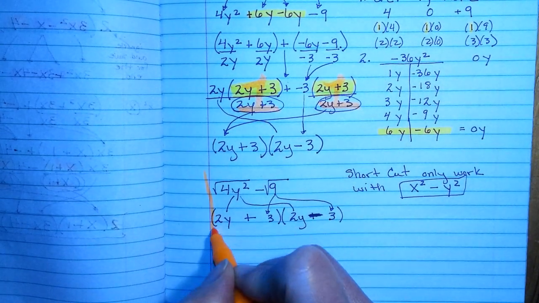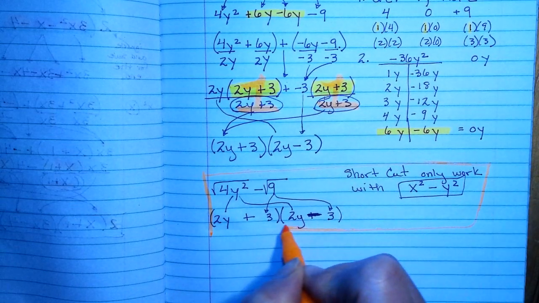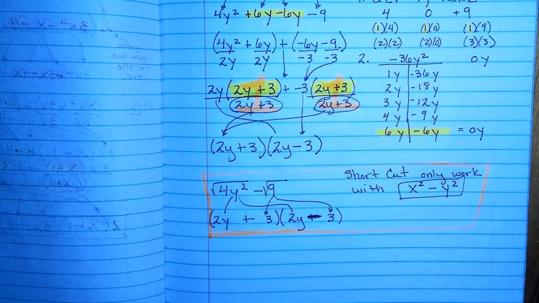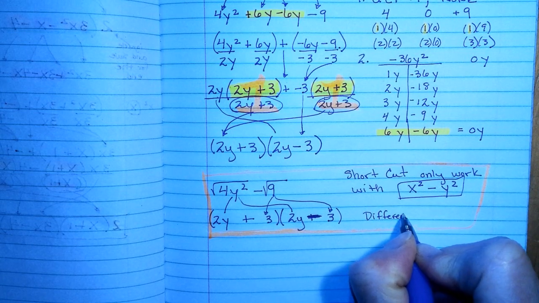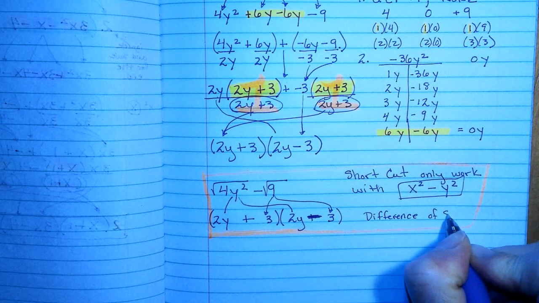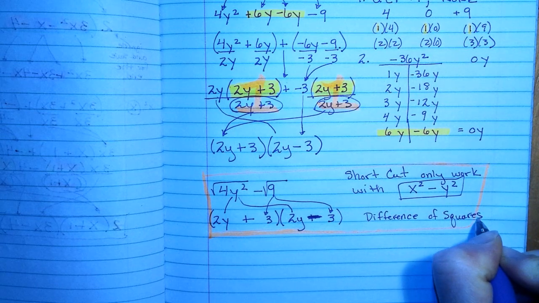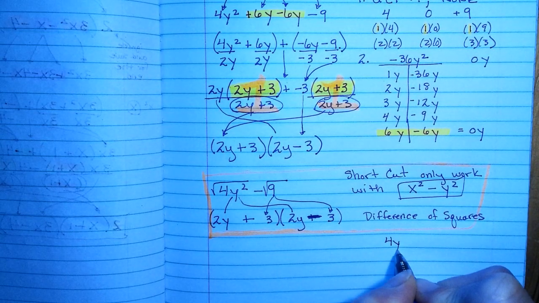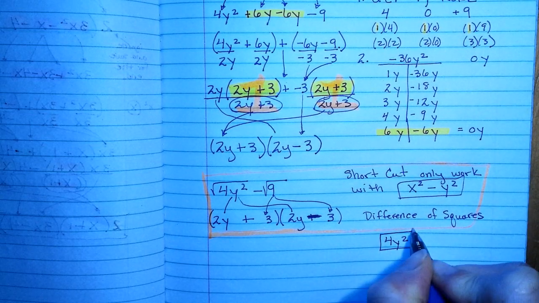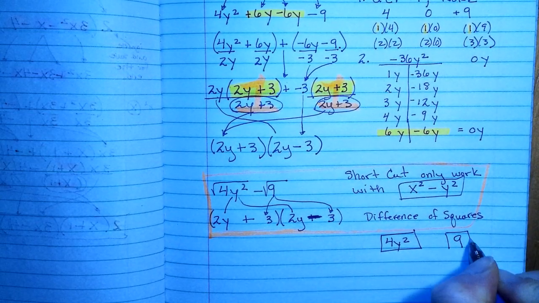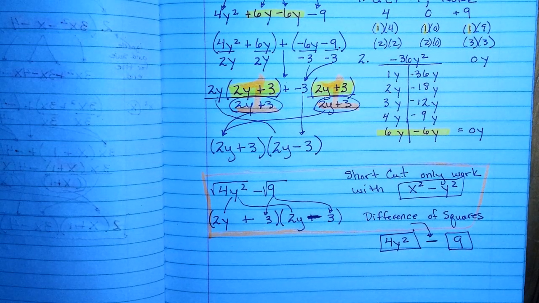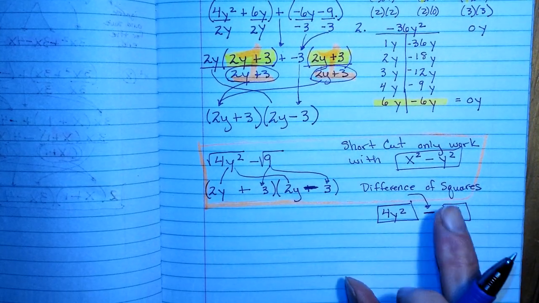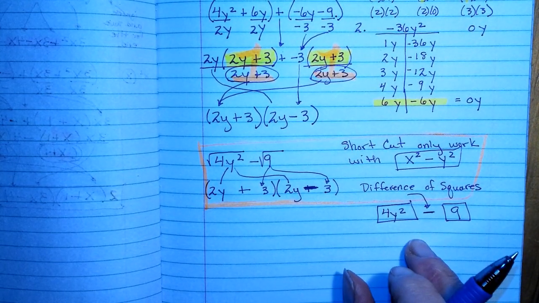I caution you about the shortcut because sure enough, if you use this for anything else, it won't work. It only works for the difference of squares. And what does that mean? Well, 4y squared, this is a perfect square, and 9, that is a perfect square. And then the difference is when I have a minus. It will not work if this is a plus. It only works if it's a minus.